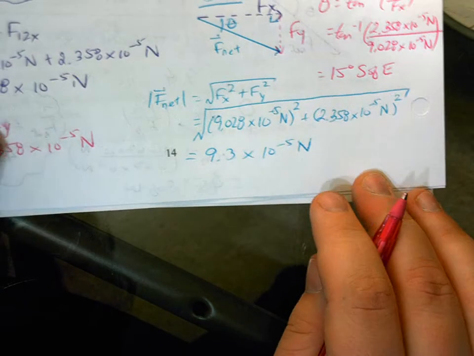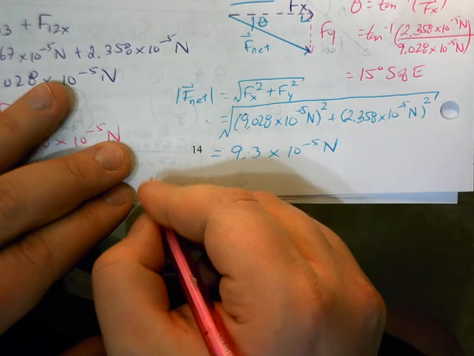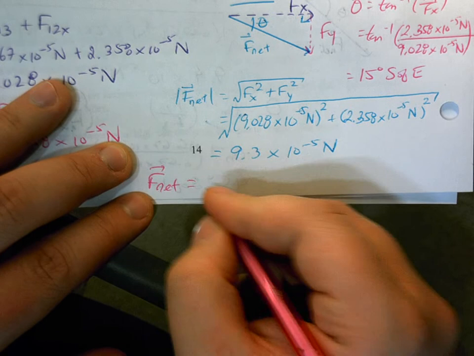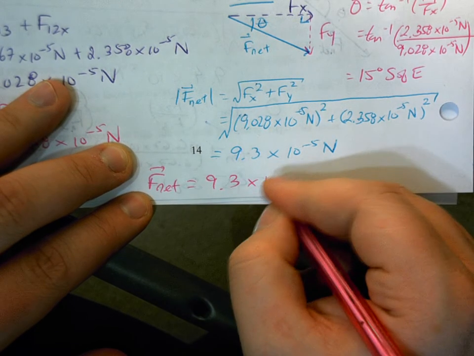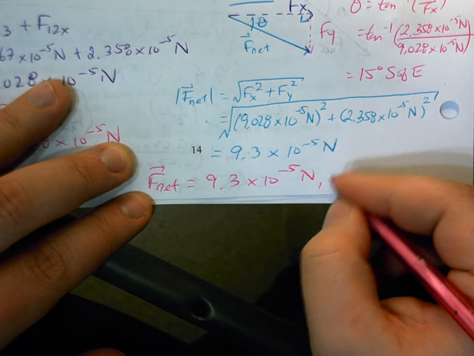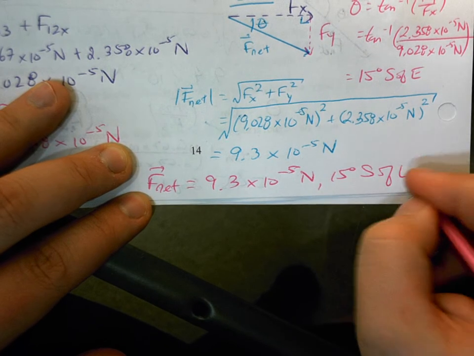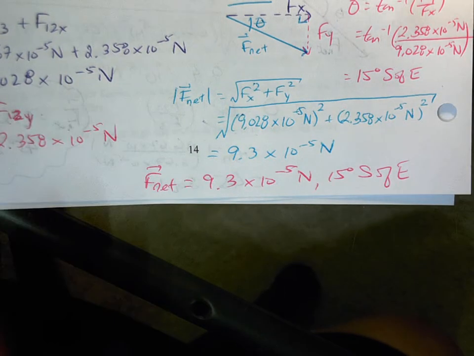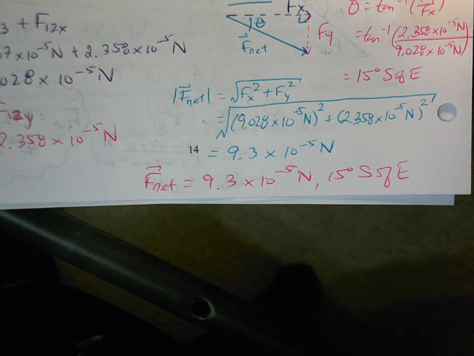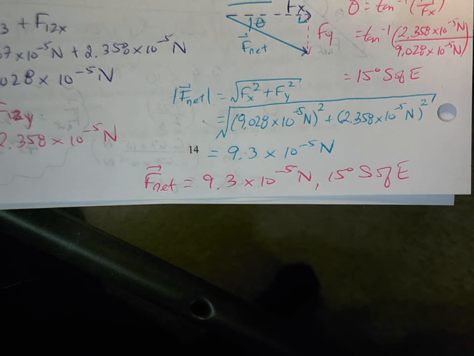So to wrap this question up, I'm going to say that the net force acting on sphere 1 is 9.3 times 10 to the minus 5 newtons, and it's acting 15 degrees south of east. Or if you'd like to say it's acting 75 degrees east of south, that's also perfectly fine. So this is a significantly more challenging problem because our two forces are not at 90 degrees to one another. So we have to resolve everything into components and add them up, then determine the resultant. But this isn't any different than things we've already done. It's just an extension of things that we've done previously.